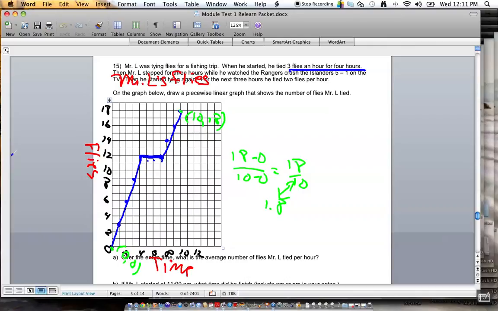Now the last part says if you started at 11 a.m., what time did you finish? Well, this is the hours right here. So 10 hours is how long you worked. So if you started at 11 a.m. and you go 10 hours, you end up at 9 p.m. Okay?